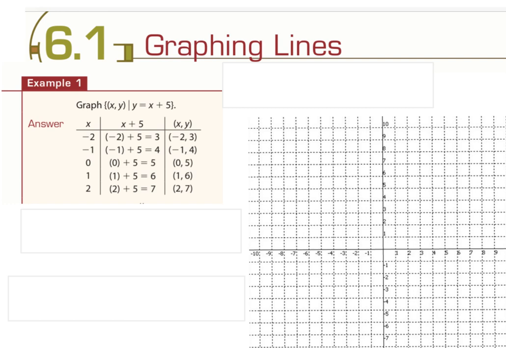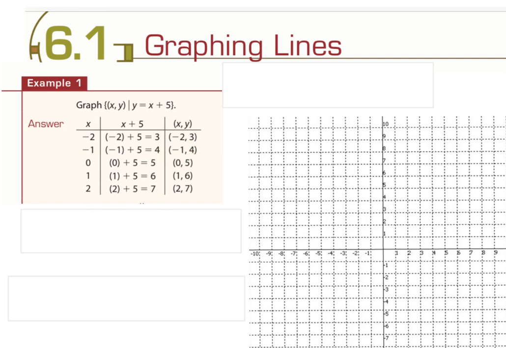They've made a table. They have chosen -2, -1, 0, 1, and 2 as their x values. To get their y values, they've just plugged it in. -2 plus 5 is 3, so the point that they got here was (-2, 3). For -1, they plugged in, -1 plus 5 is 4, so the point they got here was (-1, 4). And they did that all the way down.